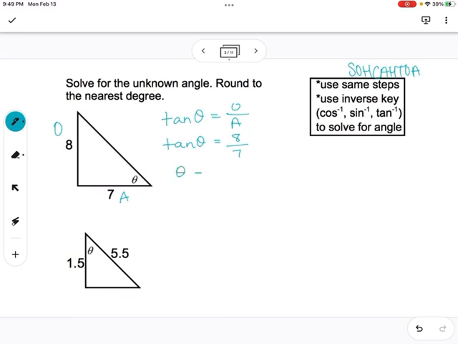Getting theta by itself, we move tan over, it becomes a tan inverse 8 over 7. Our theta is equal to, we're going to put 8 divided by 7 equals, and second, to get tan inverse, we get 48.8. Rounding to the nearest degree with the 0.8 on the end, we're rounding up, we get 49 degrees.